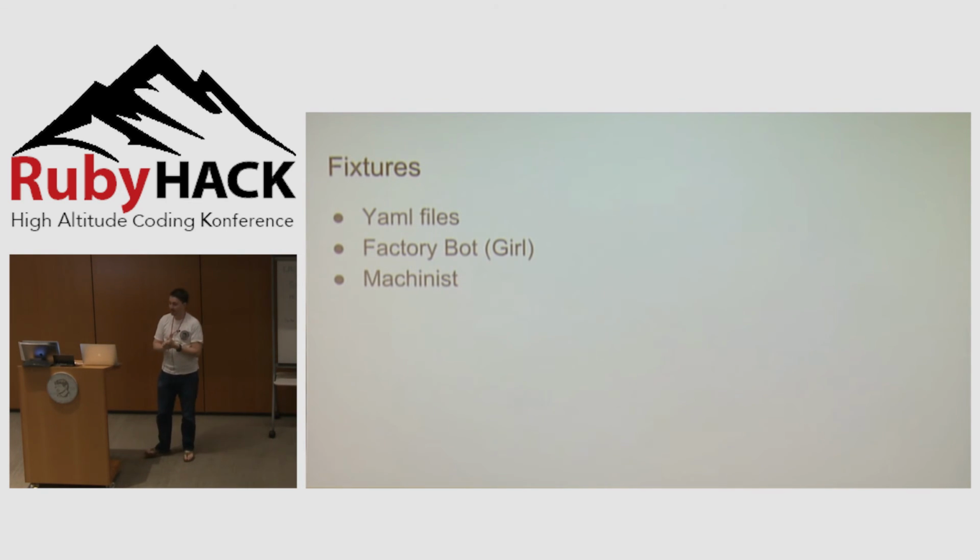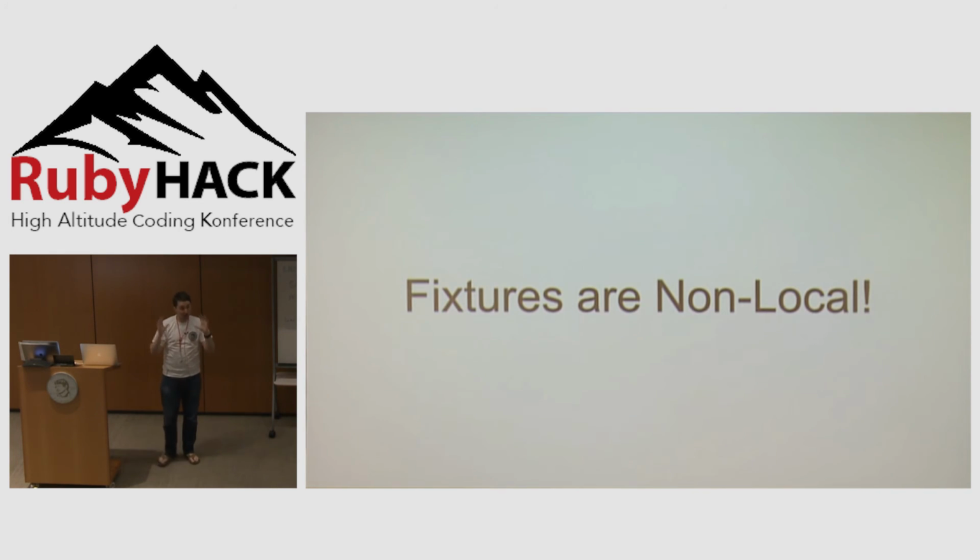The three ways I've normally seen are YAML files, so just the raw fixtures. That's pretty common with Rails. You also see something like FactoryBot or FactoryGirl, changed name there. And then Machinist, blueprint style things. But the problem with all those is none of those are local. Those are not in your test files. Those are in a different file in a different place in your application. And oftentimes, those are shared across many different tests. So you've got that whole shared state thing going on, and it's really hard just to reason about your tests and how they work together.